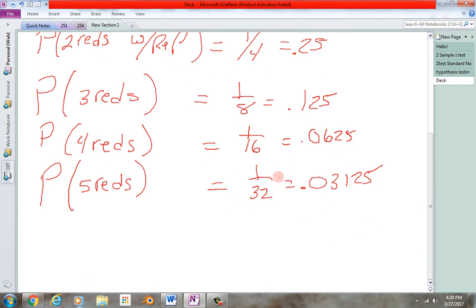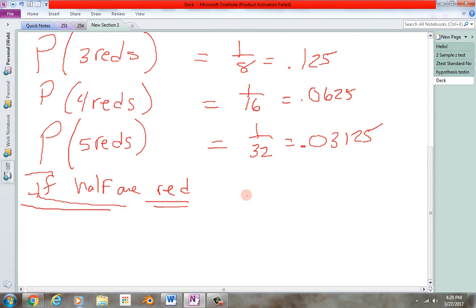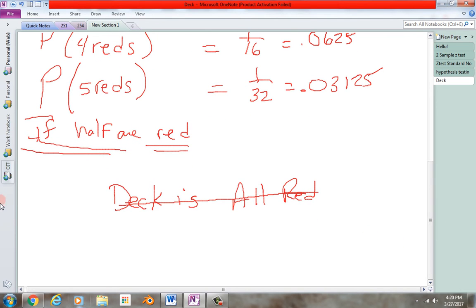If what? If, this is a big if, half the cards are red. If half are red. That was my assumption, right? I was assuming that half of them were red. But what happened here? Yeah, Jay, the deck was all red. That's right. The deck is all red. Now, you can't see that because the deck is pointed towards me. You can't say that it's all red because you can't see that. But you know what you can say? You can reject the null hypothesis.